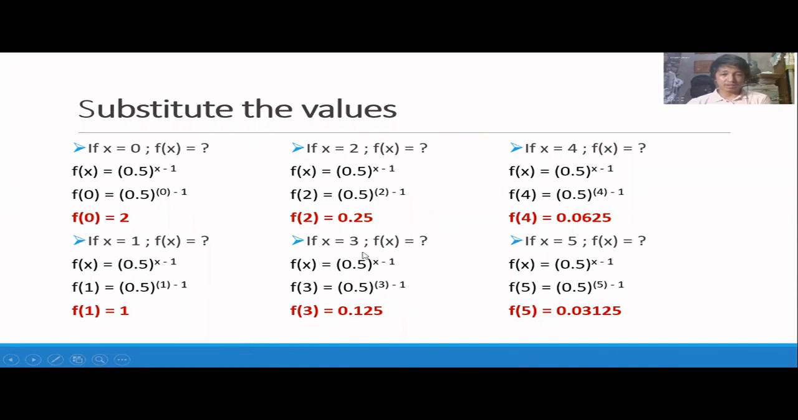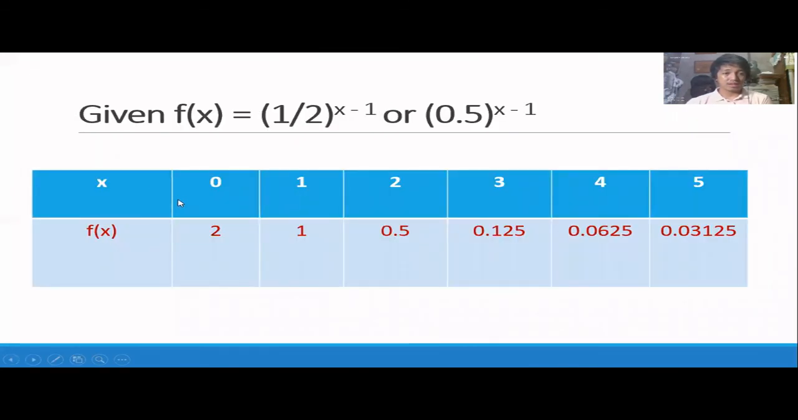Then after we get all the values here, isa-substitute na natin siya. Oh, 2, 1. Ayan, may error dito, typo error. So instead of 0.25, so 0.5 raised to 1 is 0.5 lang. Okay? Ayan, i-substitute, i-plot na natin siya. So 0, 2, 1, 1, 2, and 0.5. 3 and 0.125, 4 and 0.0625, 5 and 0.03125. Masyado na mahaba.